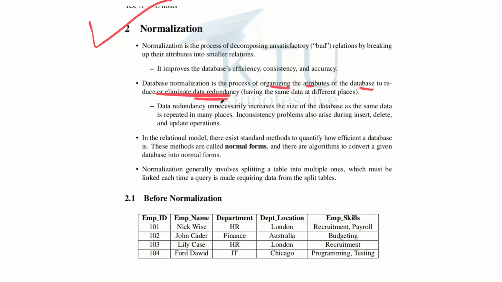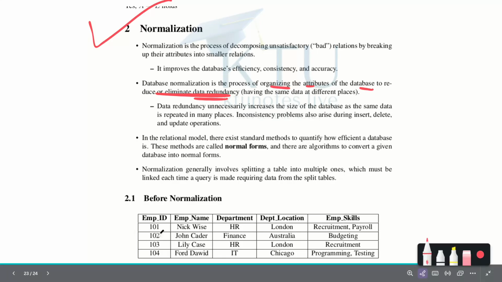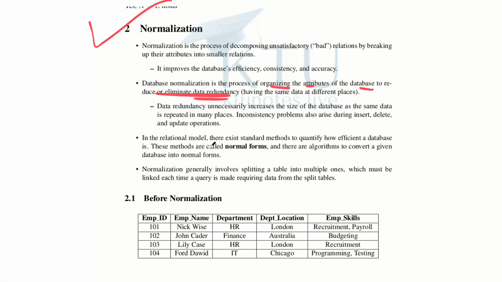So in database normalization, you are going to organize the attributes in such a way that you divide the relation by dividing the attributes into smaller relations. When we do that, we can reduce our data redundancy. We know data redundancies unnecessarily increase the size of our database as the same data is repeated in many places. So inconsistency problems also arise during insert, delete and update operations.